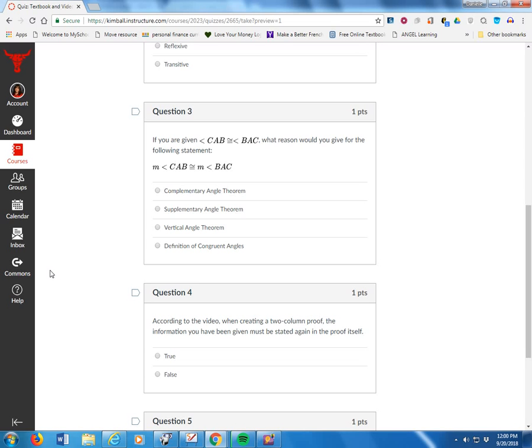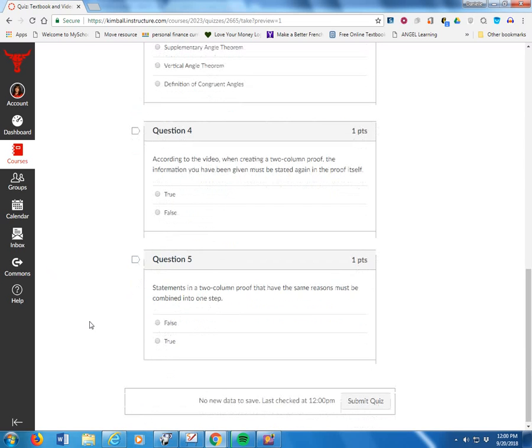Question 4, according to the video, when creating a two-column proof, the information you have been given must be stated again in the proof itself. True. Always restate the given. And question 5, statements in a two-column proof that have the same reasons must be combined into one step. Doesn't have to be. It's totally up to you. It can be, but it's not wrong if it's not. So that's false. They don't have to be.